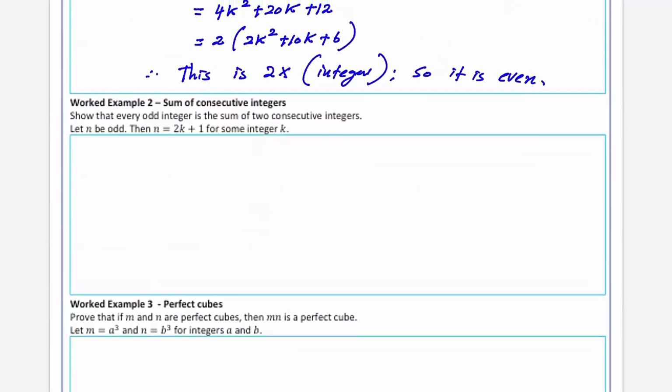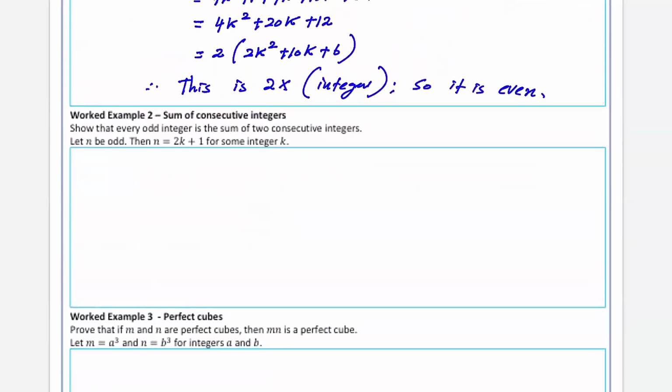So sum of consecutive integers: show that every odd integer is the sum of 2 consecutive integers. Let n be odd, then n is equal to 2k plus 1 for some integer k, right?